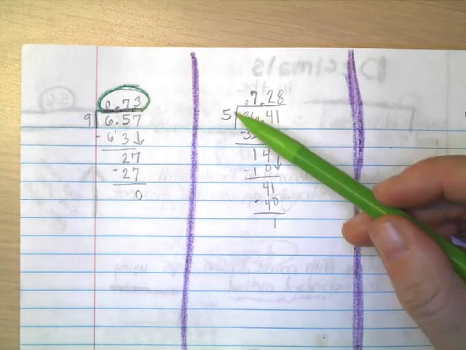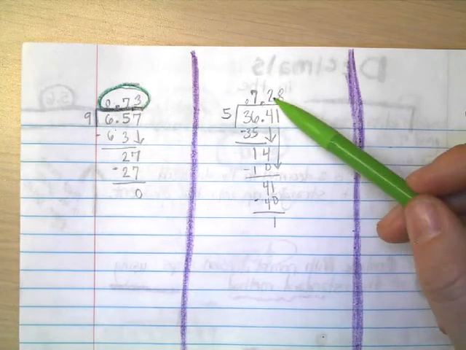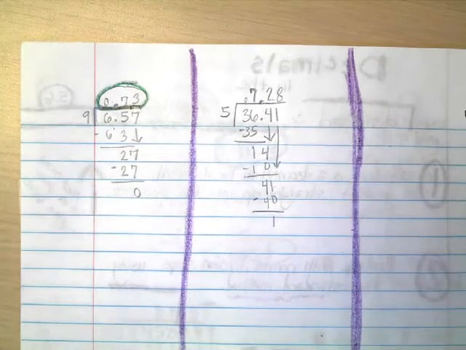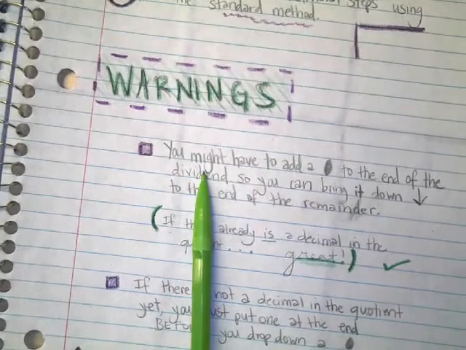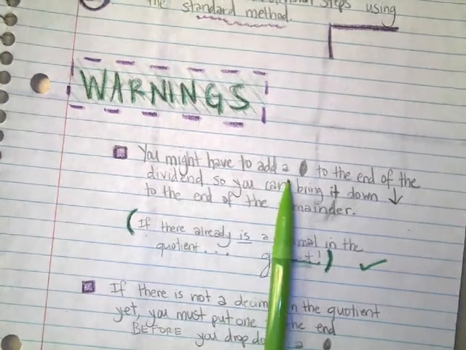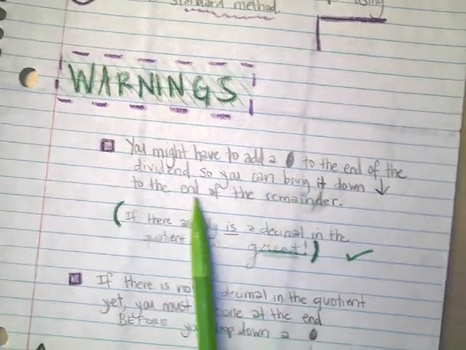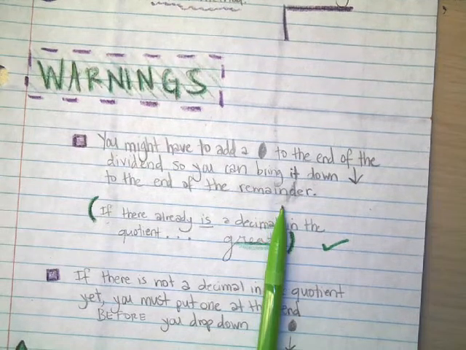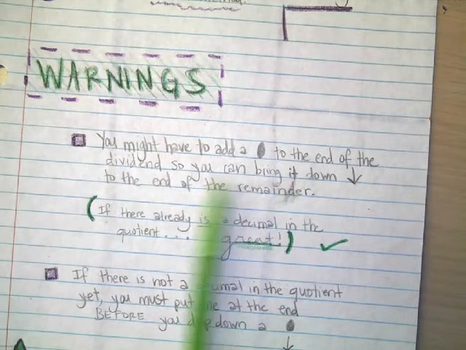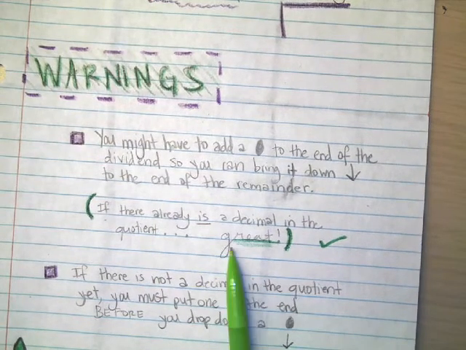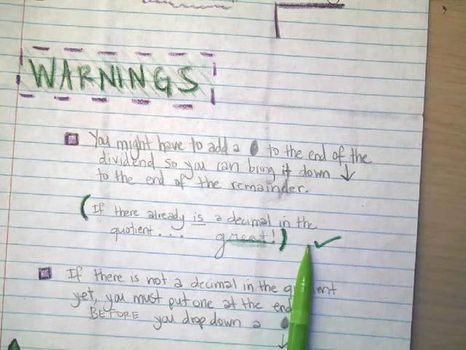Well, you cannot have a 7.28 remainder 1. It doesn't work like that. You also can't make it a fraction, 7.28 and 1/5. No, because fractions are decimals. So you have to continue to convert this to a decimal. So let's take a look at our warnings. You might have to add a 0 to the end of the dividend so you can bring it down to the end of the remainder.